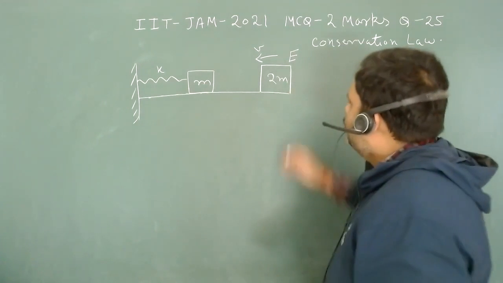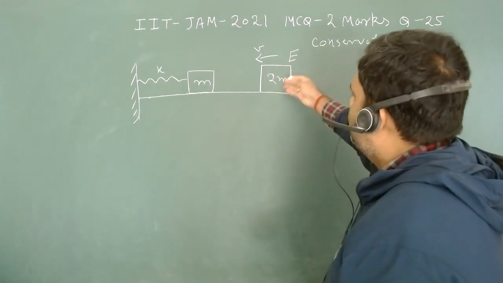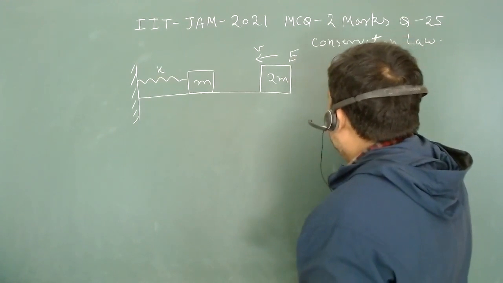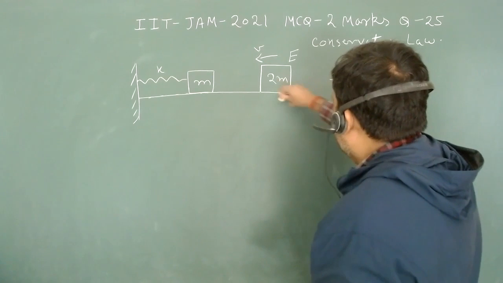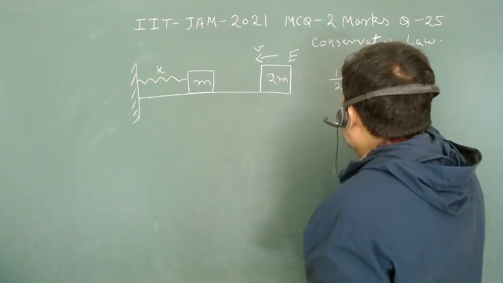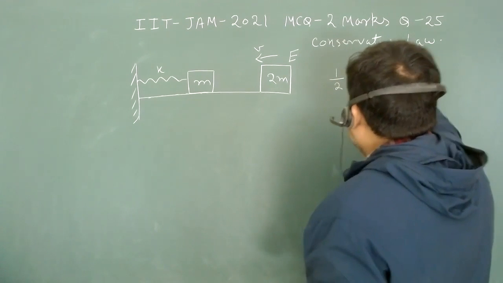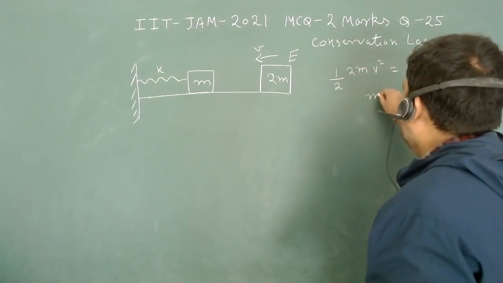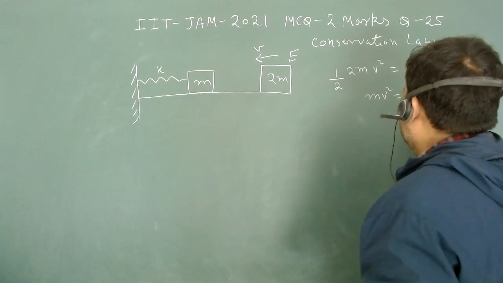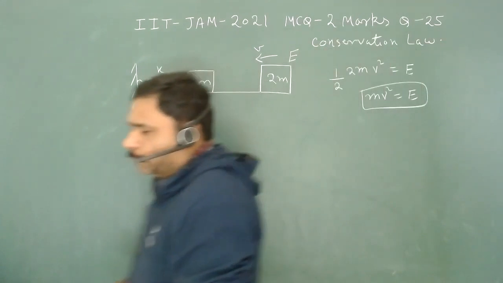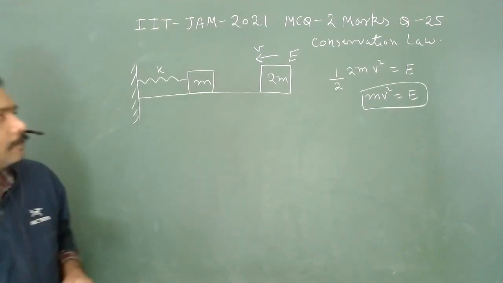So first, let me go for this problem. I can say that my kinetic energy for mass 2m, (1/2)(2m)v square, is equal to E. So I can get the value of mv square, which is E. This is one variable I have to use later during the calculation.